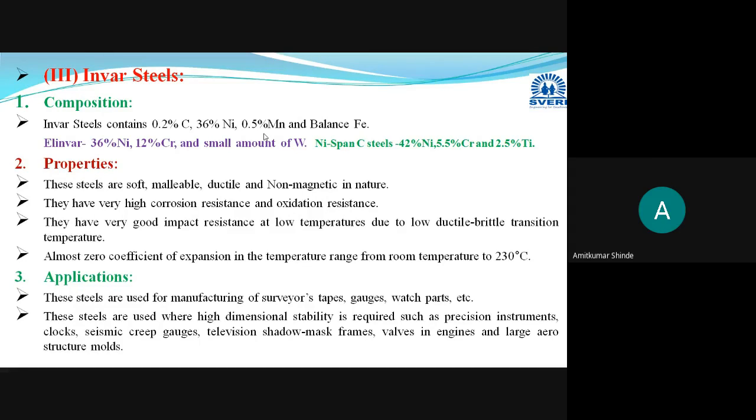Due to this property only, these Invar steels are used in the manufacturing of different kinds of surveyor's tapes, different types of gauges, different watch components or watch parts, and different types of precision instruments which we use in measuring. Generally, these are used for manufacturing different parts of measuring instruments. Then the television shadow mask frame. Okay, I have collected images of a few applications in the next slide.